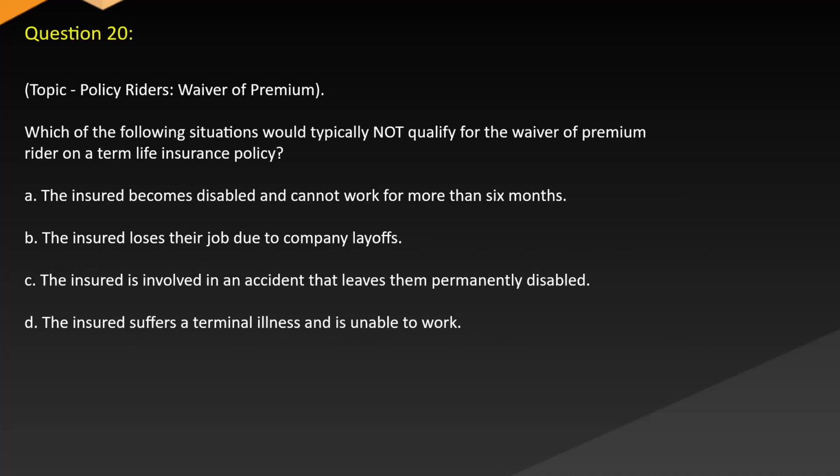Question 20. Topic: Policy riders, waiver of premium. Which of the following situations would typically NOT qualify for the waiver of premium rider on a term life insurance policy? A. The insured becomes disabled and cannot work for more than 6 months. B. The insured loses their job due to company layoffs. C. The insured is involved in an accident that leaves them permanently disabled. D. The insured suffers a terminal illness and is unable to work.